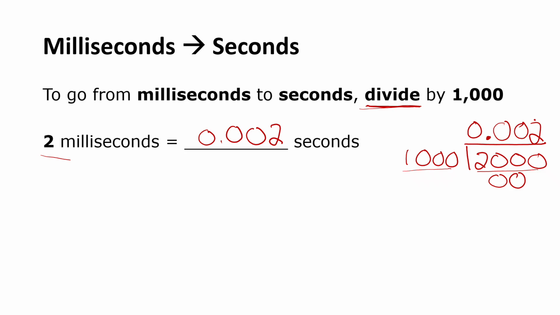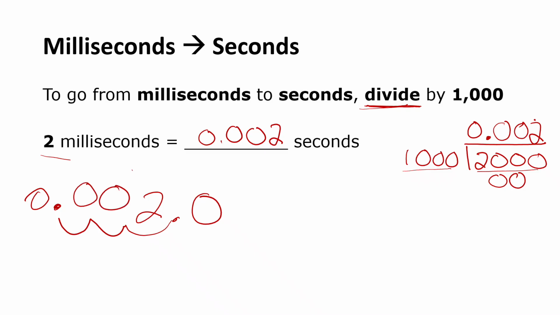If we wanted to do the shorthand way, we can take 2 milliseconds and just move the decimal place over 3 times. 1, 2, 3. Add the decimal there, 0, 0. So 2 milliseconds is 0.002 seconds.